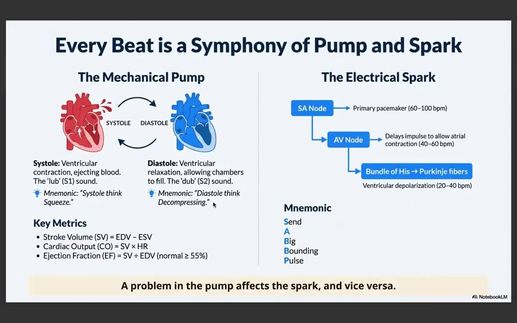So systole is squeezing. Diastole is the relaxation, and they're allowing the chambers of the heart to fill up with blood. So diastole is that decompression. Again, we're going to look at stroke volume, cardiac output, and ejection fraction. They're all super important when we're talking about the heart. Okay, going back into this electrical conduction, please don't forget SA node, AV node. They're very, very important for the pacemaking of the heart.